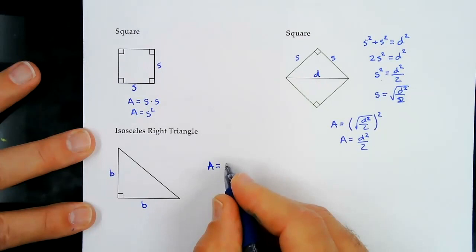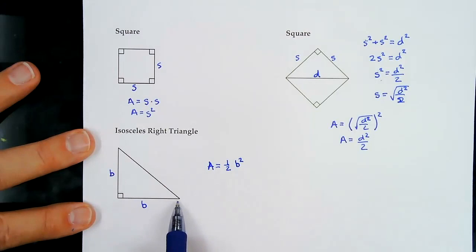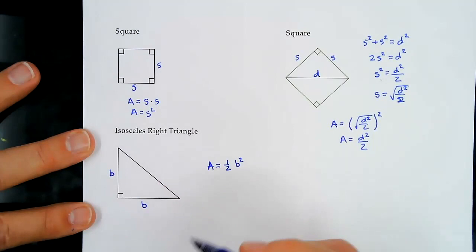So this would be 1/2 base times base, or base squared. And so it would be this base right here that would be sitting in the region. And so we would have to do right minus left, or top minus bottom, to get the base. But then we also know that this would be the same.